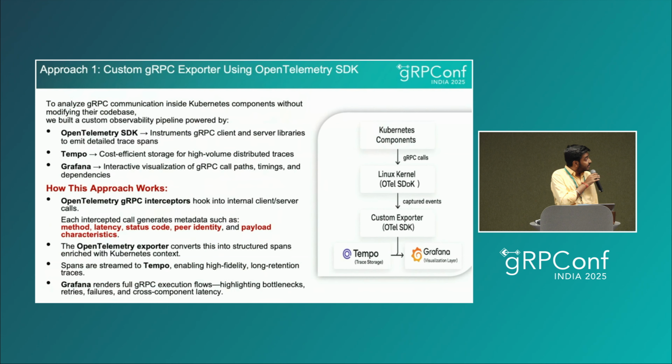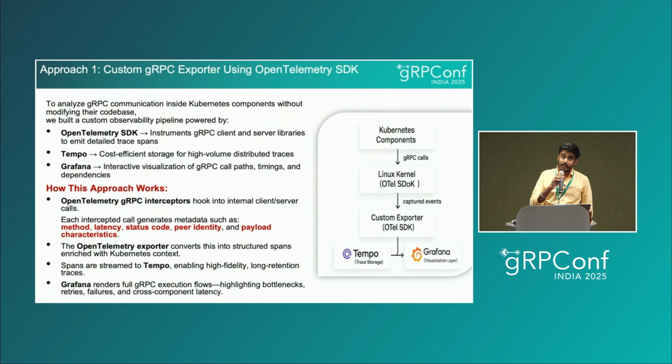These characteristics are then forwarded to the OpenTelemetry exporter. The OpenTelemetry exporter will then convert this metadata into meaningful spans and store it in a data storage. In our use case, we are using Tempo because we'll be visualizing the traces in Grafana. So the exporter will store all the meaningful traces into Tempo, and then Grafana will read those traces from Tempo and visualize them in a meaningful dashboard.